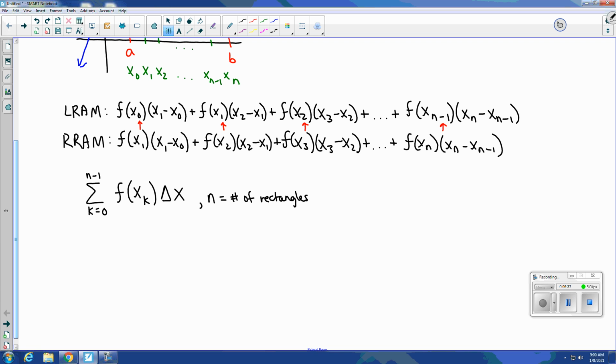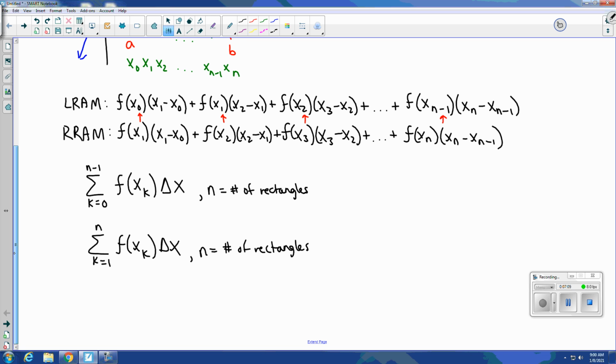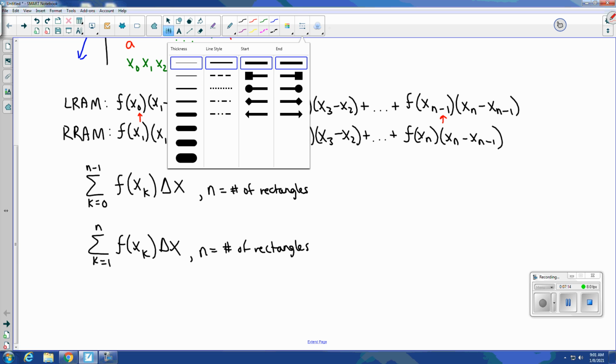For an RRAM, the only thing we change is where we start and where we end. k is going to start at 1 and go up to n. This is notation for the Riemann sum when adding together rectangles to approximate the value of the integral. So the notation I have written here is our notation for Riemann sum. So let's say the first one is a left Riemann sum.